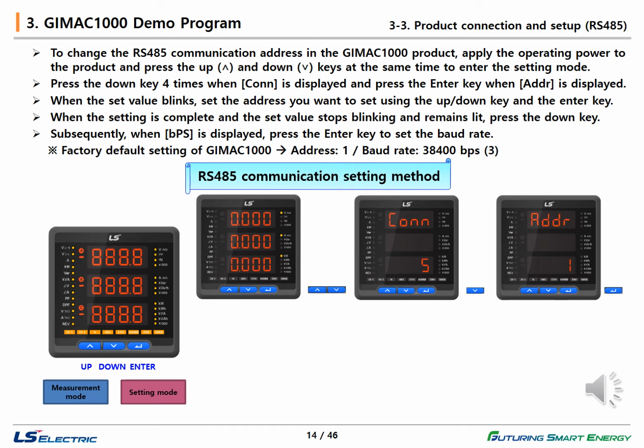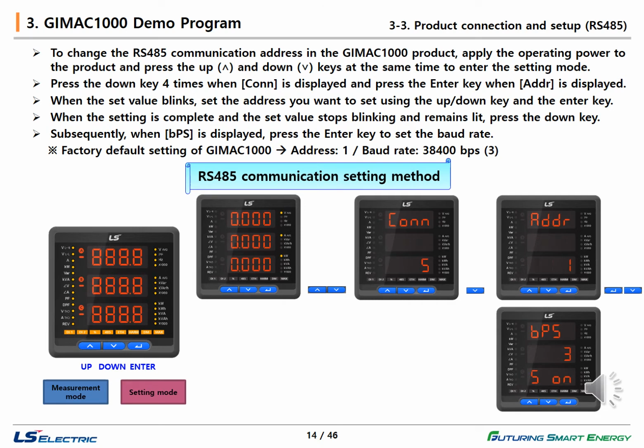Next, if you want to change the communication speed, press down key to display BPS and press enter key to see the numbers of the middle 7 segments flashing. Use the up and down keys to make 3 if the communication speed you want to set is 38,400 bps, 2 for 19,200 bps, and 1 for 9,600 bps. And then press the enter key.